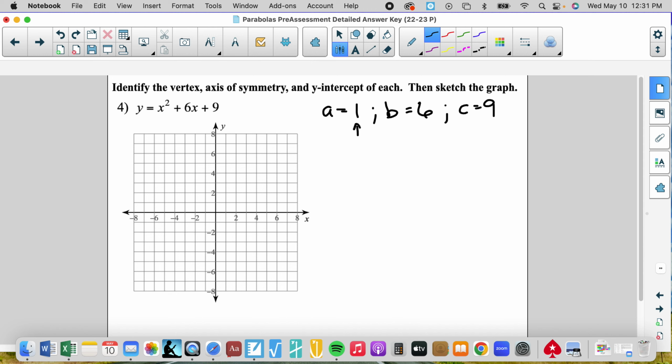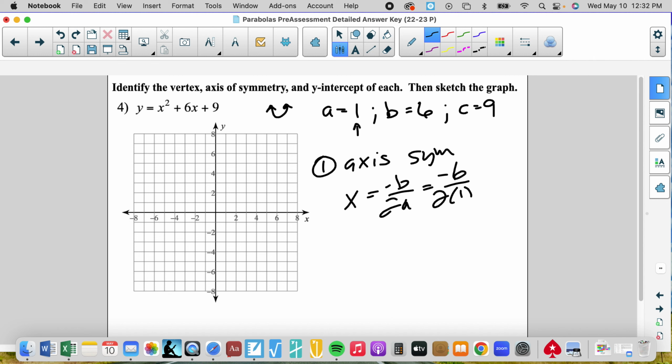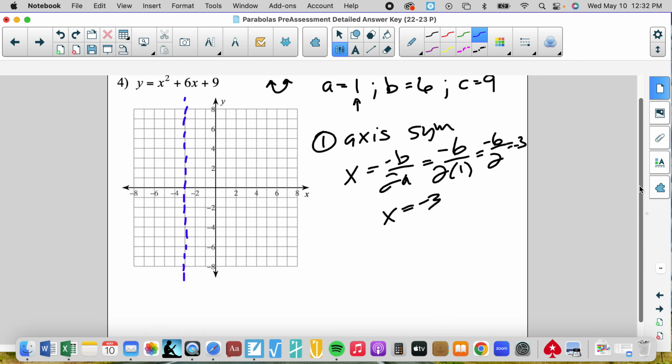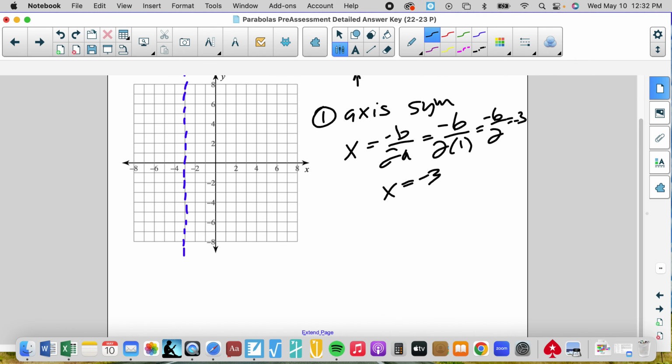Since my A is positive, I know that it's going to be a U. We're going to still find the axis of symmetry first. My axis of symmetry utilizes this formula: the opposite of b over 2 times a, negative 6 over 2, which is negative 3. My axis of symmetry is negative 3. We make a dotted line representing that line of reflection.